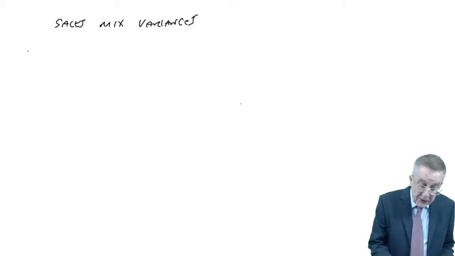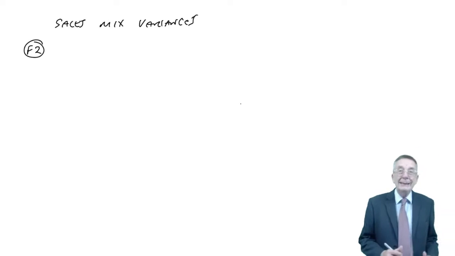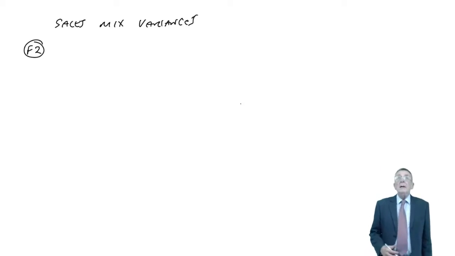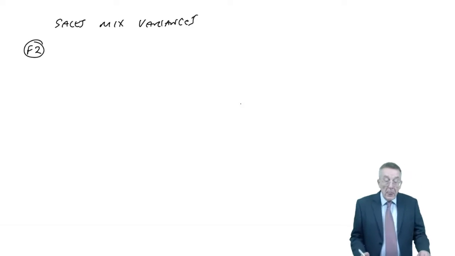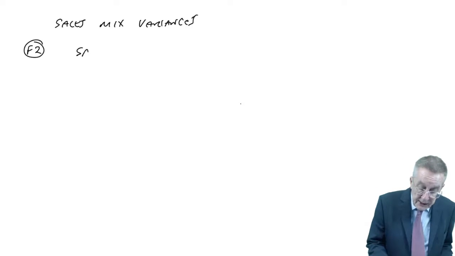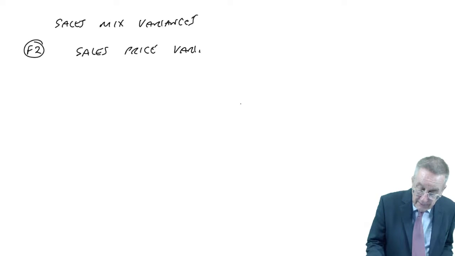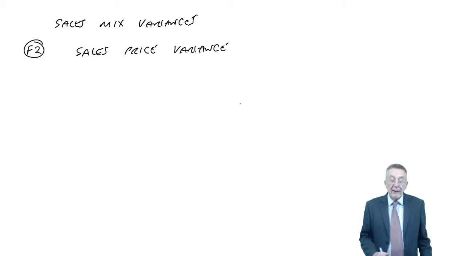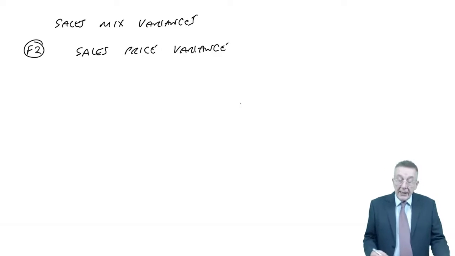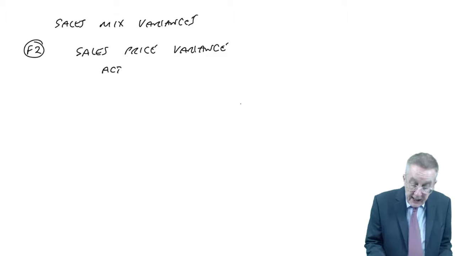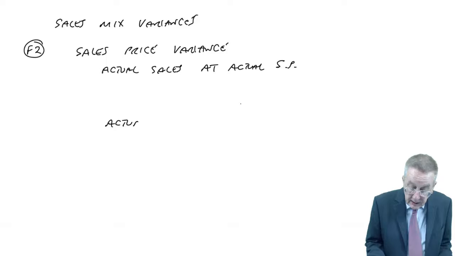What I'll do, let's do it first as though it's paper F2, and then I'll explain why. We'll do a bit of analysis. But at paper F2, we have the sales price variance, and the sales volume variance. Well, for sales price variance, we take the actual sales at actual selling price, and we compare with actual sales at standard selling price.